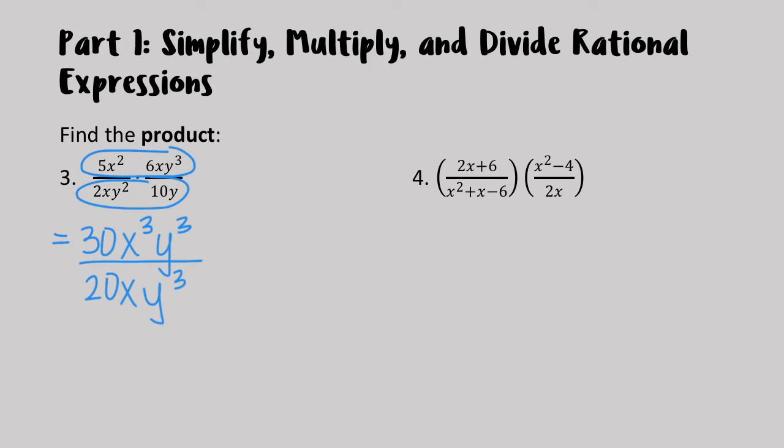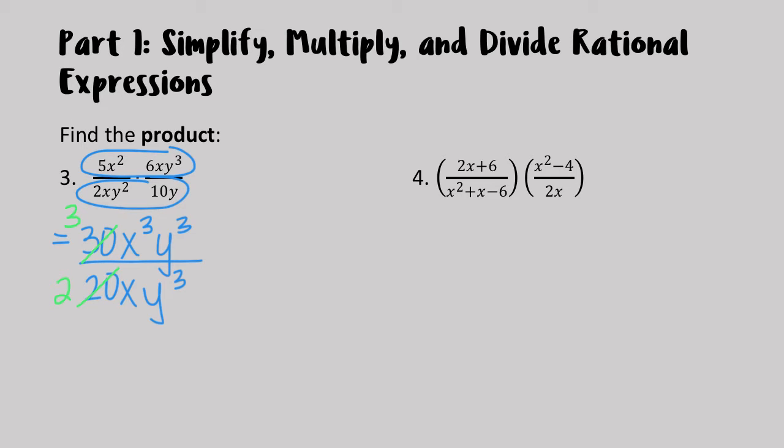20xy cubed. So now I can try to figure out what I can divide in the numerator and denominator to simplify. So for example, if I just look at the coefficients 30 and 20 and simplify 30 over 20, that would be 3 over 2.